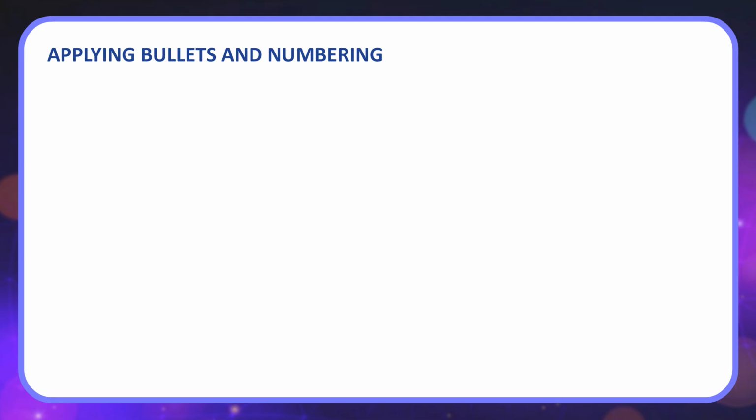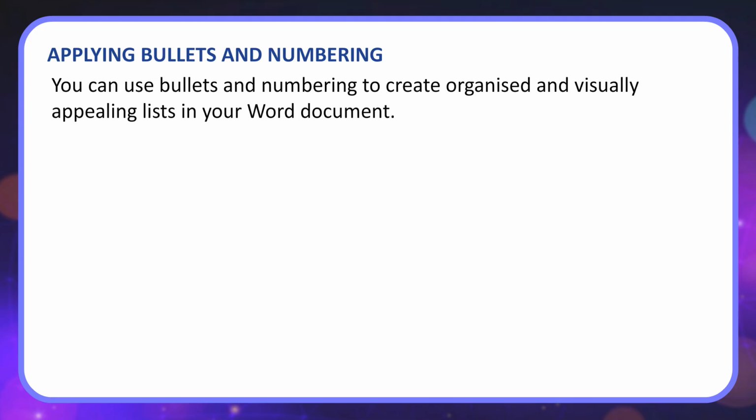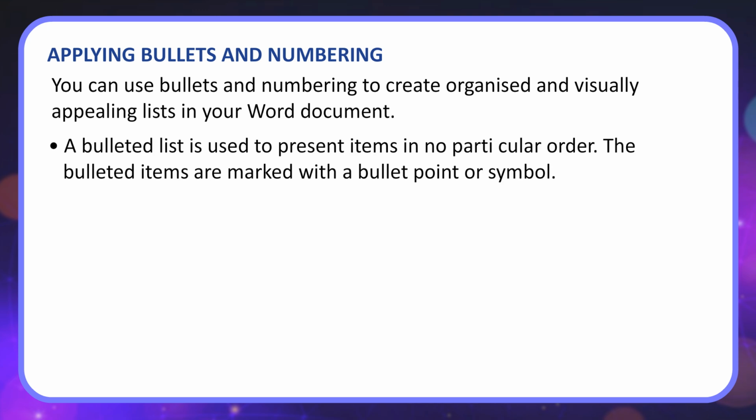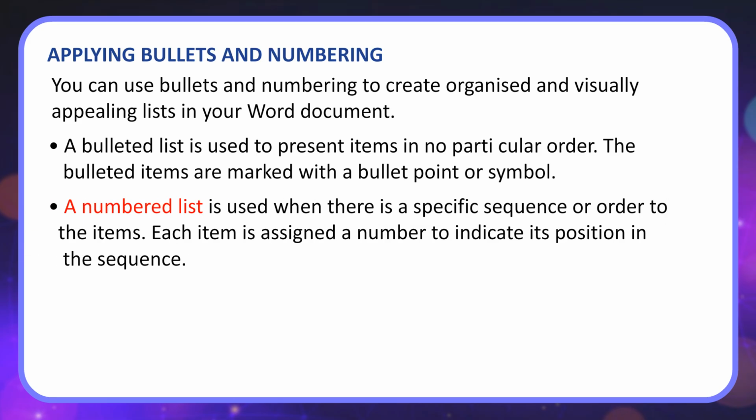Applying bullets and numbering. You can use bullets and numbering to create organized and visually appealing lists in your Word document. A bulleted list is used to present items in no particular order. The bulleted items are marked with a bullet point or symbol. A numbered list is used when there is a specific sequence or order to the items. Each item is assigned a number to indicate its position in the sequence.